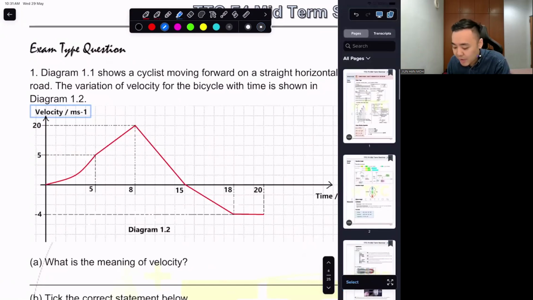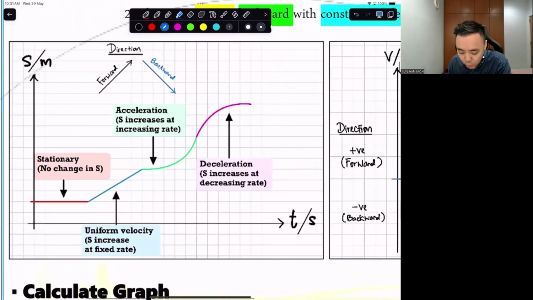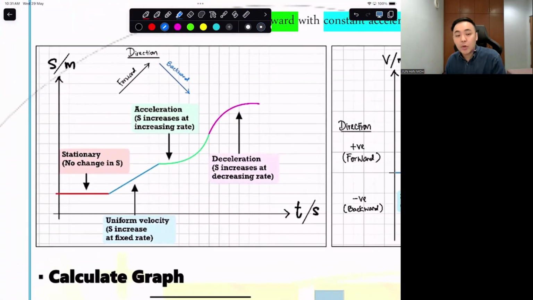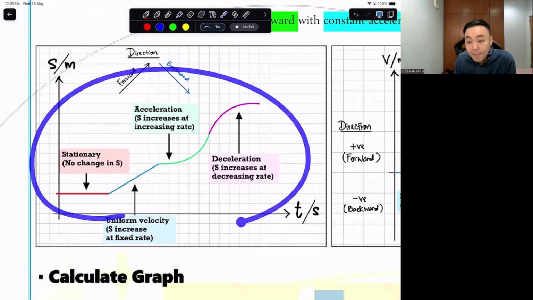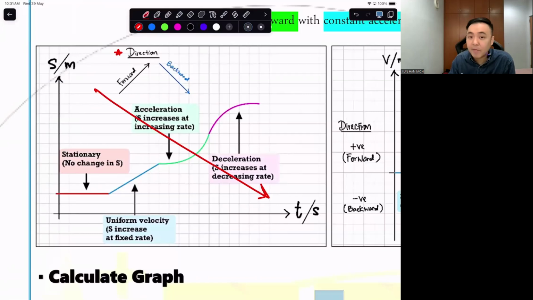Now listen to this. If it's a displacement graph, an ST graph, they are showing you location, like where you are at every moment. So if you get an ST graph, something like this, how do you tell directions? First of all, how do we tell directions? You look at this thing here. Simple. Whenever you see the graph going upwards, it doesn't matter what shape, as long as it's going upwards, that means you're moving forward. Whenever you see a graph going downwards, that means you're moving backwards. Displacement is very straightforward.